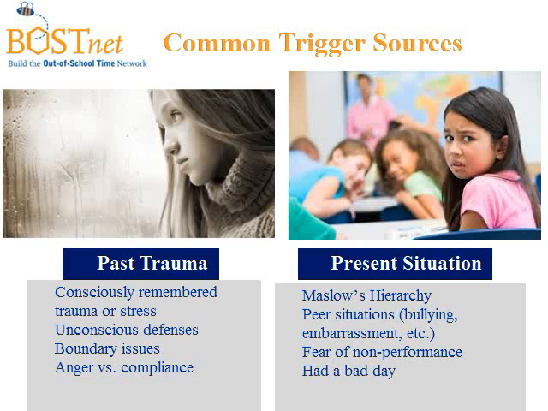Triggers for negative behavior can stem from both past trauma and from the present situation. Triggers related to past trauma can occur when a child remembers a situation from his or her past that was particularly traumatizing or stress-inducing. Negative behavior might also stem from the unconscious defenses or boundaries that the child puts up as a result of their past experiences. Behavioral triggers may also stem from the tendency of a child who has experienced a traumatic event to exhibit misplaced anger towards authority figures rather than to comply.